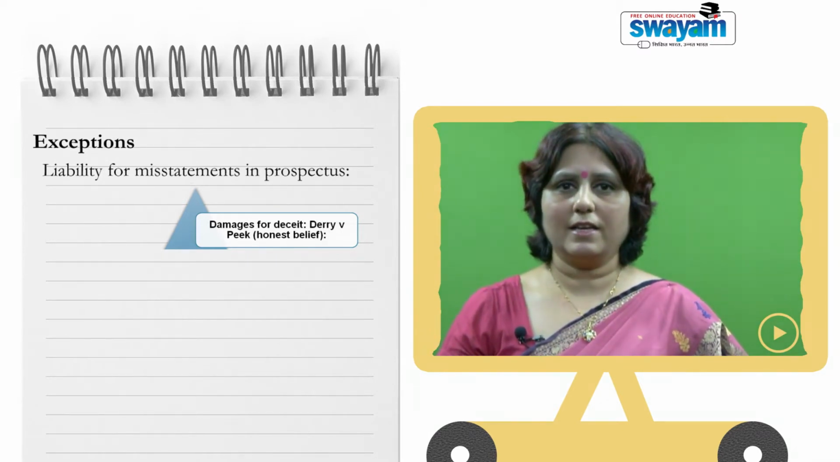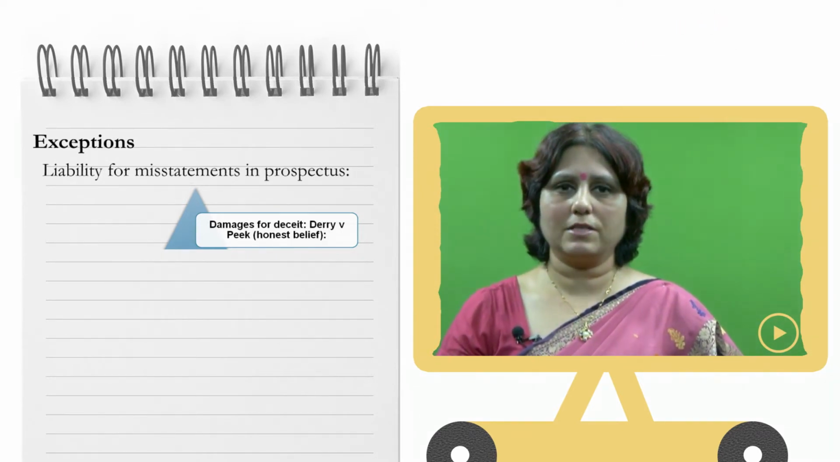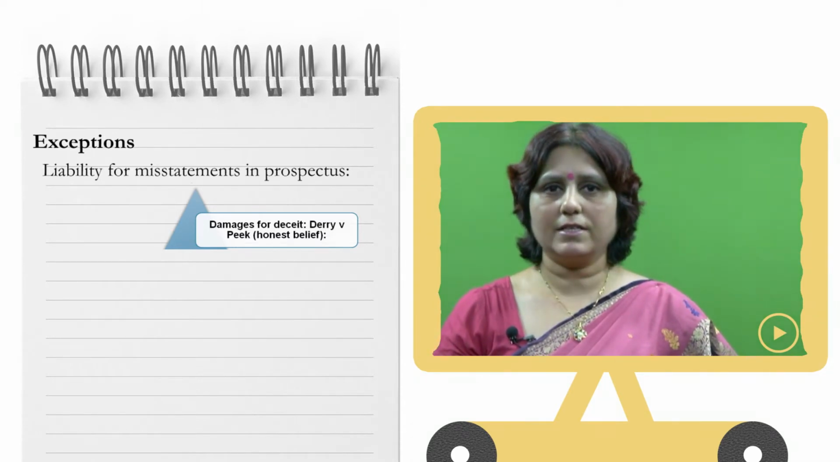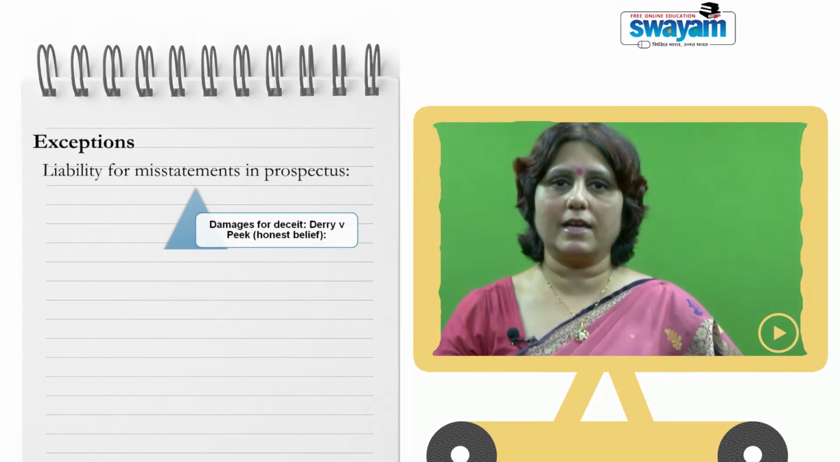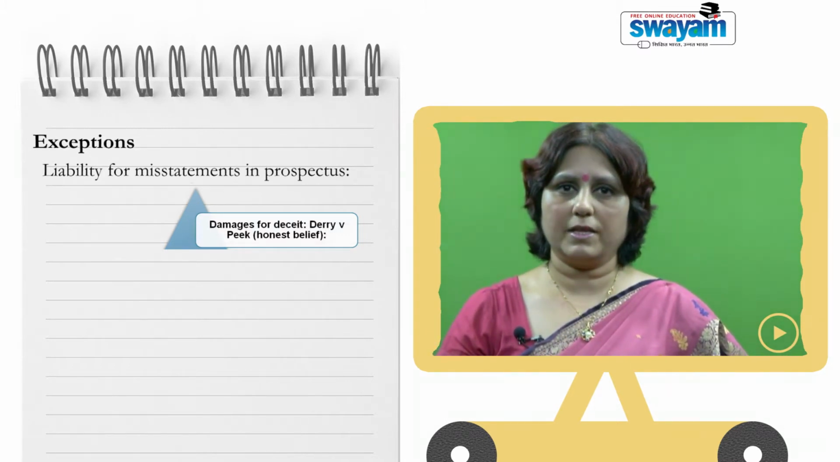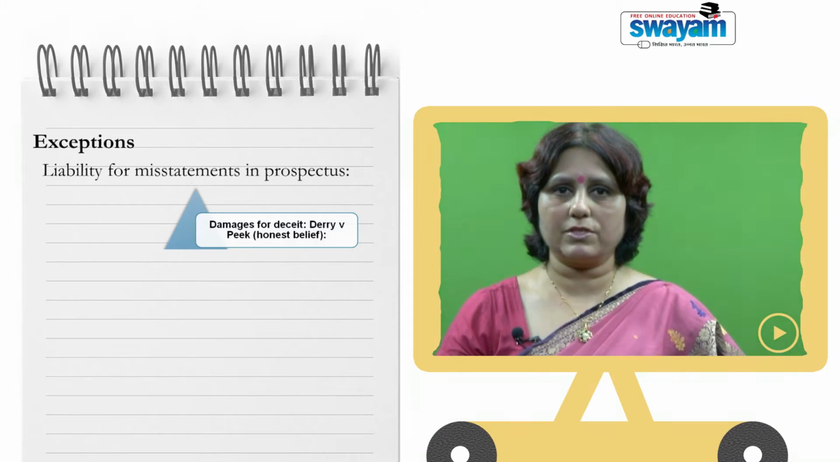Now, this created a lot of problems, because on the basis of honest belief, the directors were able to save themselves against the disputes raised by the shareholders for the false statements which they had made.